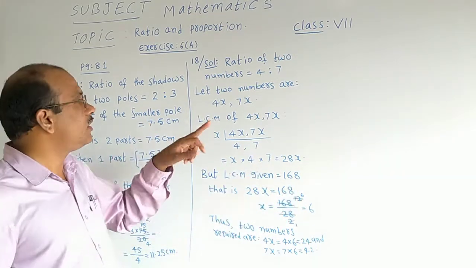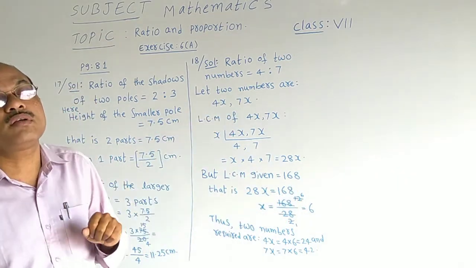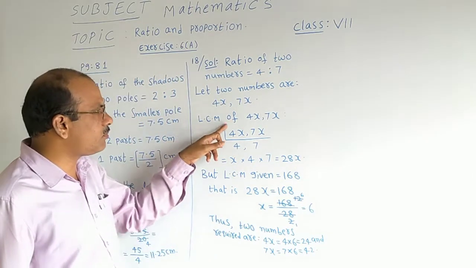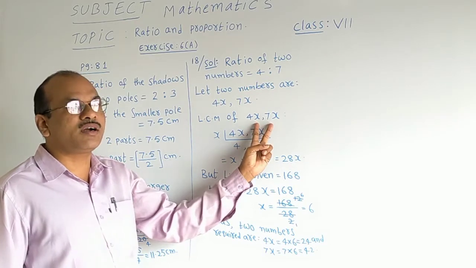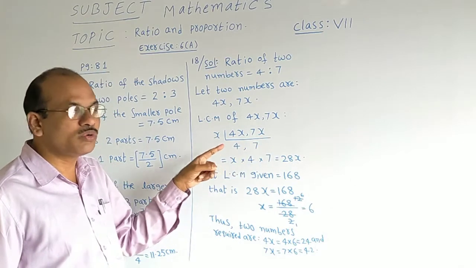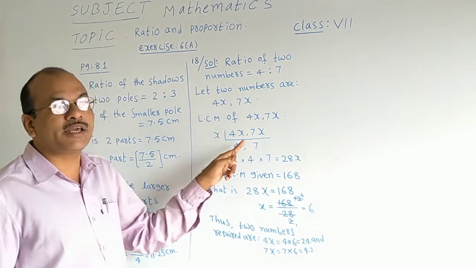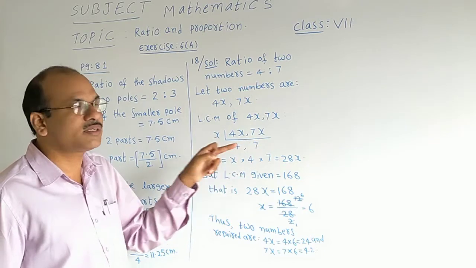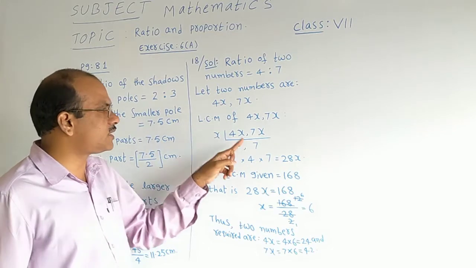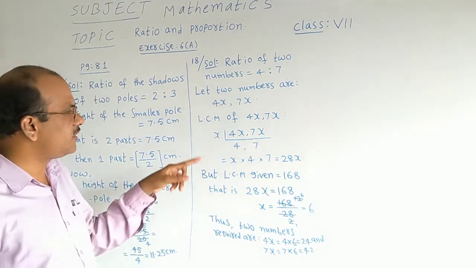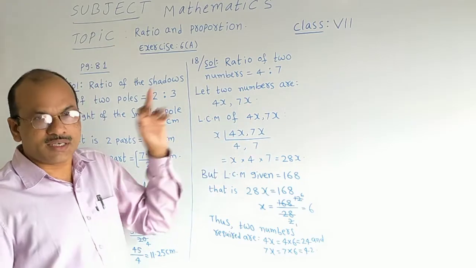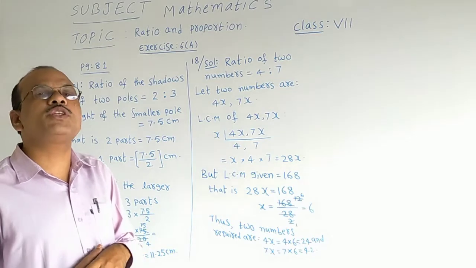The LCM of the numbers is given as 168. But we know how to find LCM. The LCM of the two numbers we thought of, 4x and 7x. What is the common part in both the numbers, 4x and 7x? x is common. x into 4 is 4x, x into 7 is 7x. Am I correct? It is the only method through which we can do LCM.